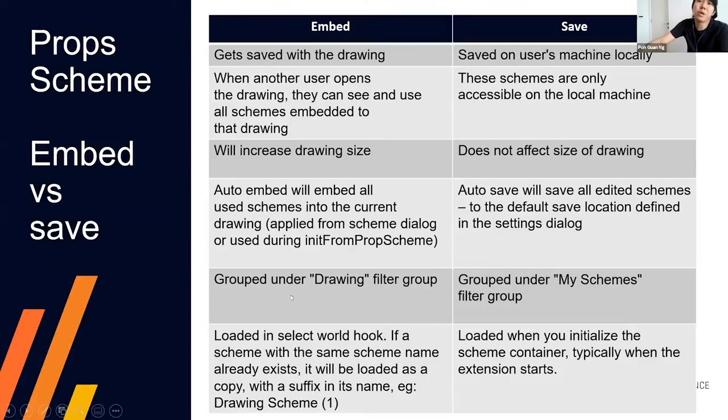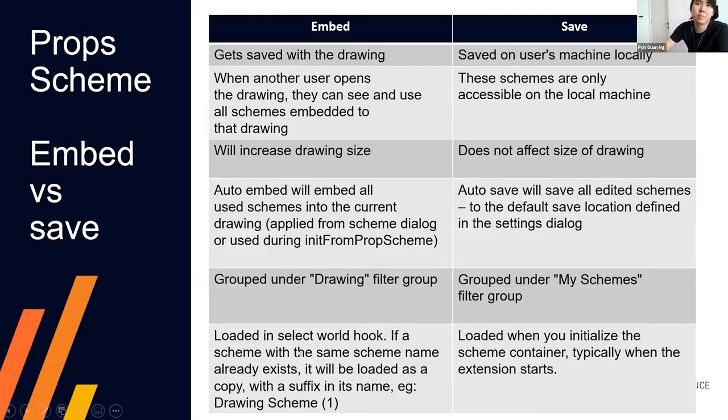So we added the filter group to make it easier for the users to see the different kinds of schemes, because now that we have introduced drawing schemes, it can get a little bit messy. You have your drawing schemes, you have the schemes that are saved locally on your machine, and we introduced presets as well. So for the filter group, embedded schemes will be grouped under the drawing group, whereas saved schemes will be grouped under the my schemes group. I will show you in a bit how it looks.